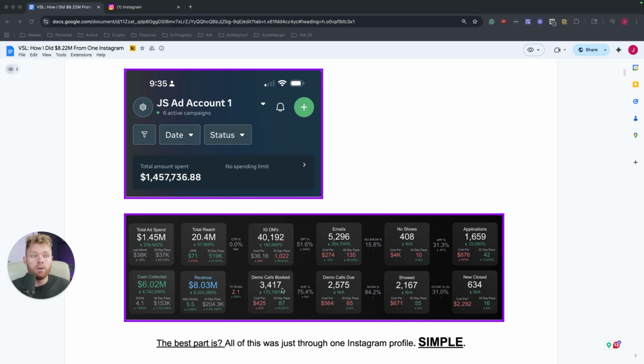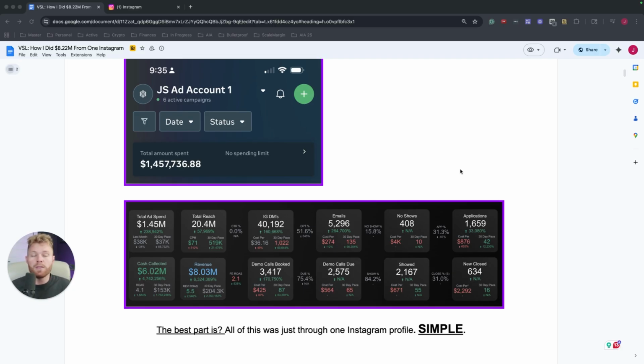And the really cool thing is we got a ton of data on here. Over 3,400 sales calls booked, over 2,000 shown with an 84% show rate and an average close rate of 31%. And keep in mind, this is all cold traffic. So if you're not used to running ads to cold traffic, closing cold traffic is way different than closing warm traffic. And I'm going to break it down and show you all of it. And the best part behind all this is all of this was done under one Instagram profile. We spent $1.4 million and generated $8 million in revenue from one Instagram profile.